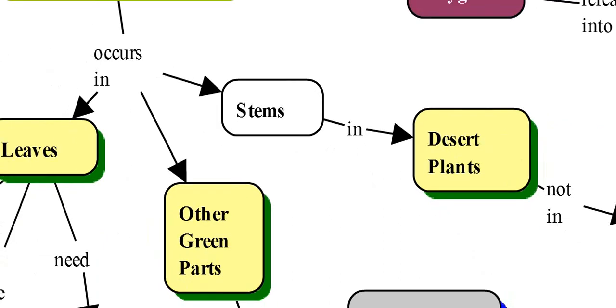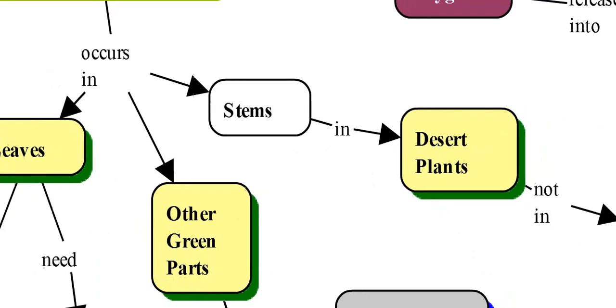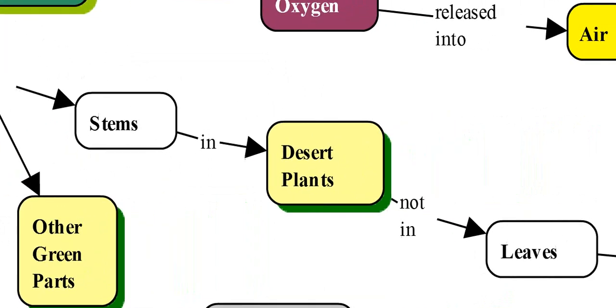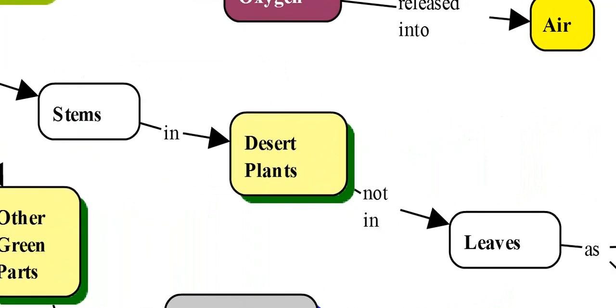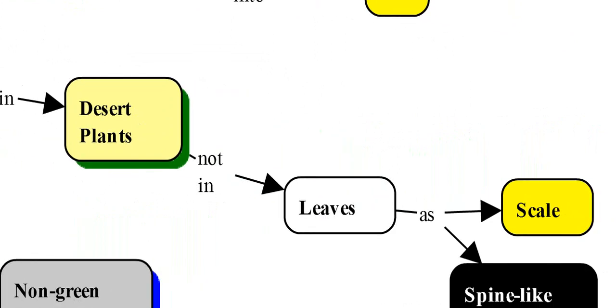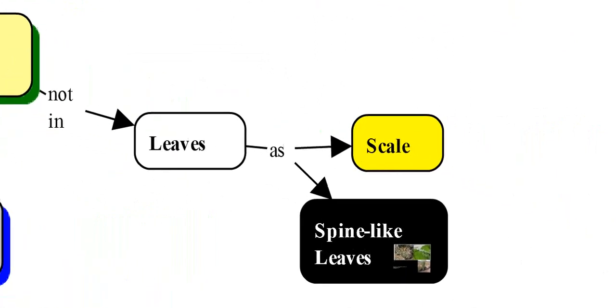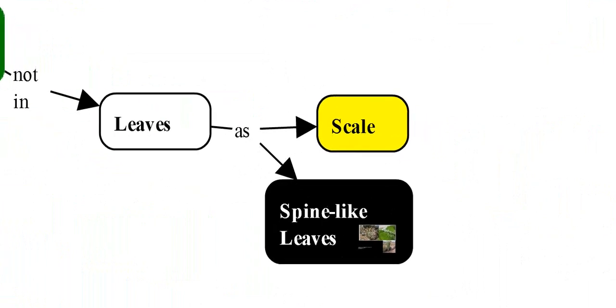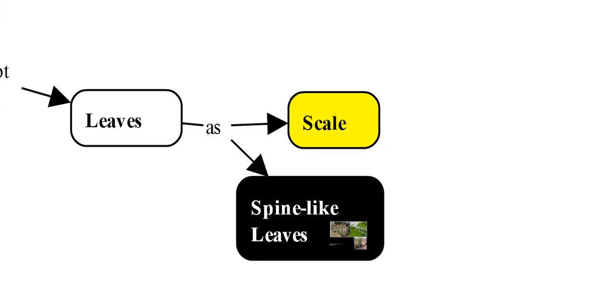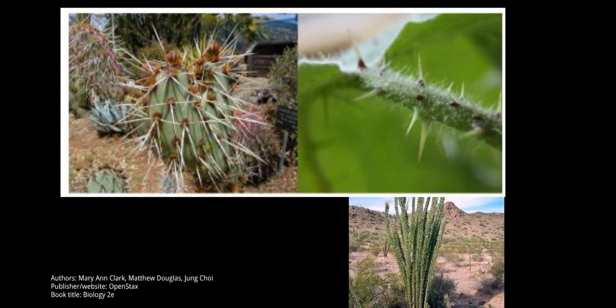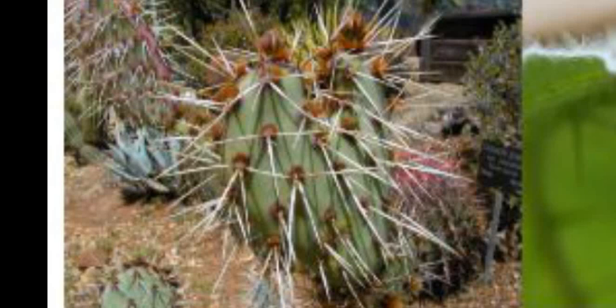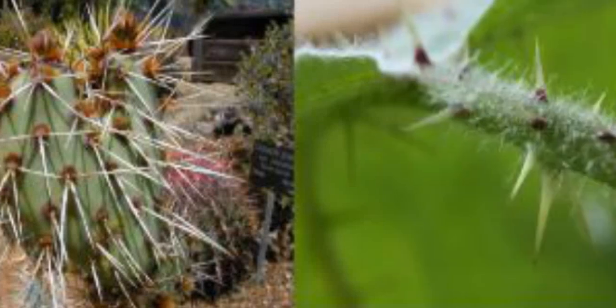As we discussed, photosynthesis mainly occurs in leaves, and in a few plants like desert plants it mainly occurs in stems, because desert plants do not have leaves as such. These leaves are modified as scales or spine-like leaves. They have spine-like leaves because they lose water in the heat, so to reduce water loss through transpiration they have spine-like leaves. Now we can see a few examples of desert plants. As you can see, the stem is green and the spines are its leaves.